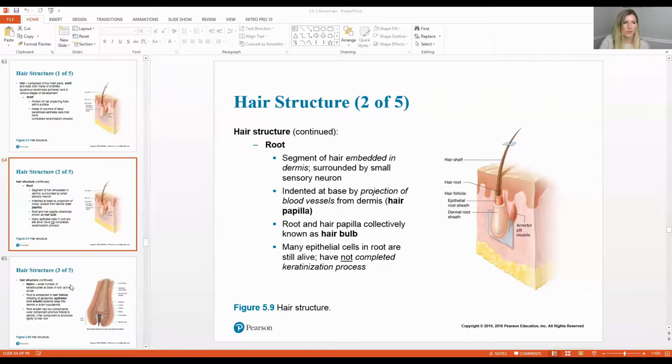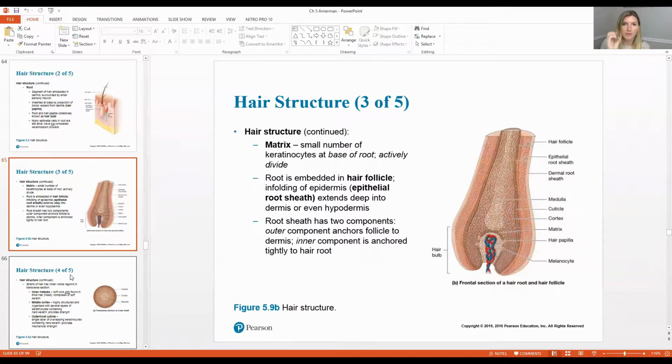So I forget what I was saying, but we were talking about the root inside the hair. Starting at the very bottom of the hair, at the hair root, there is a structure called the matrix. The matrix is actively living cells. This is where all of this stuff comes from. It grows out of the matrix.